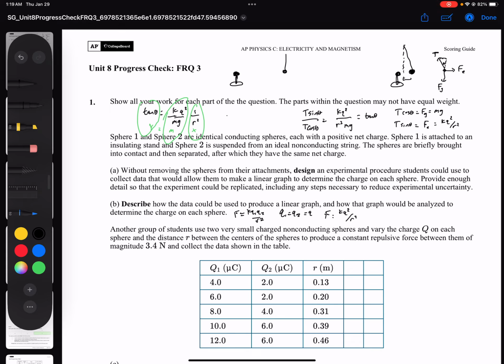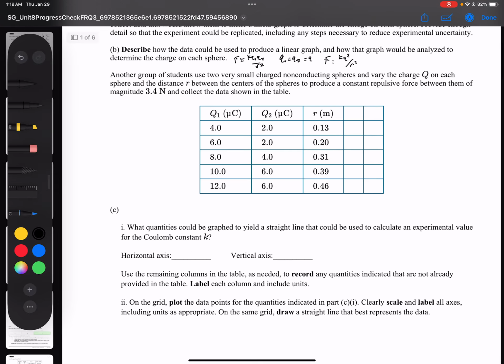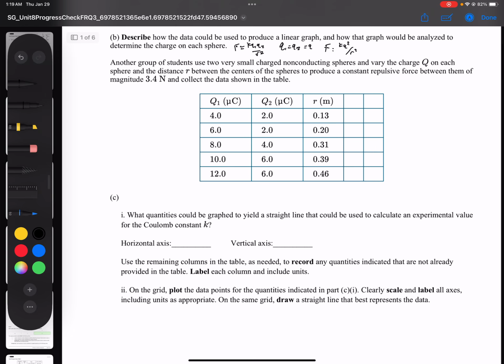So then if I want to figure out Q squared, or the charge on each sphere, I know that Q squared is equal to the slope times mg all divided by K. That's how you figure out the charge. And then obviously you take the square root. So it would be the square root of the slope times the weight, that's sphere 2, divided by Coulomb's constant. So here, what quantities could be graphed to yield a straight line?